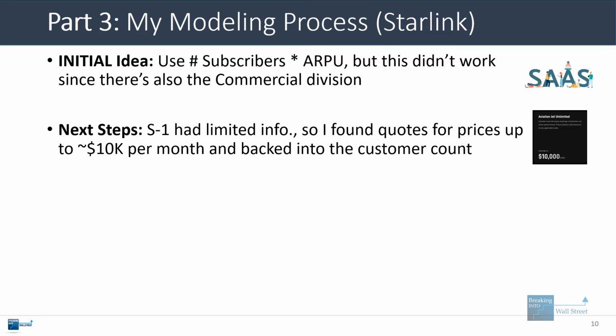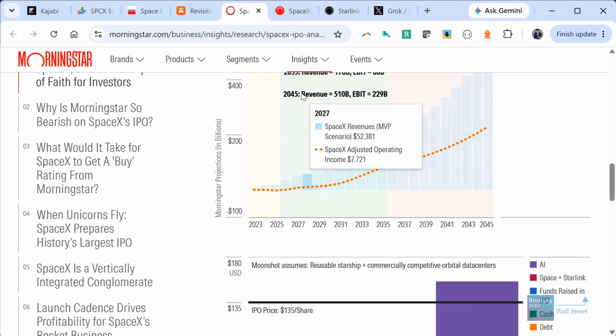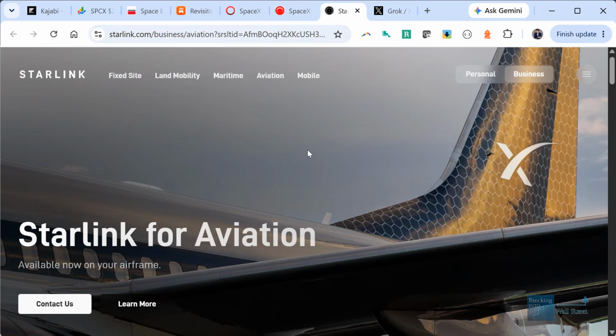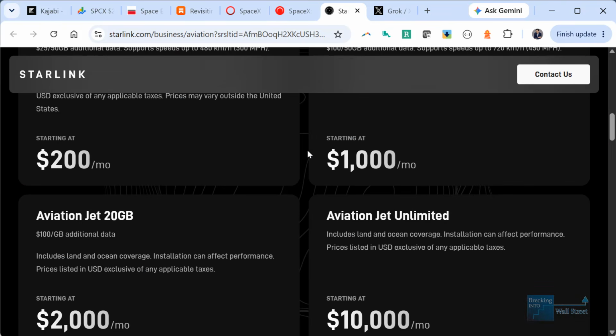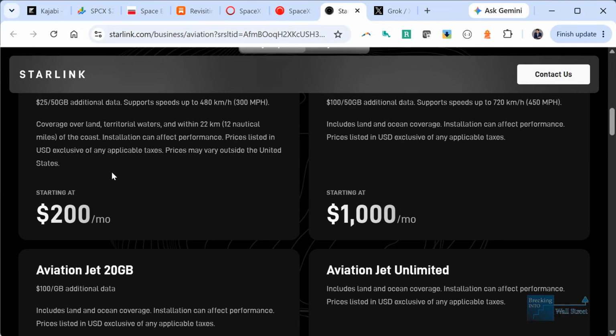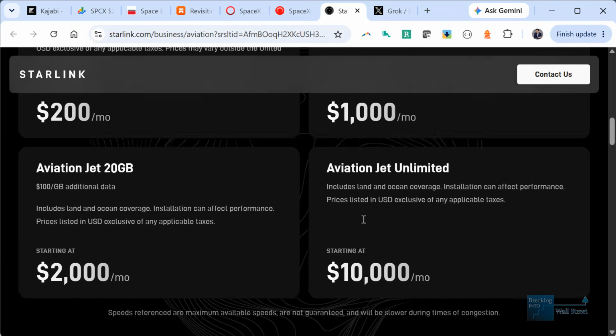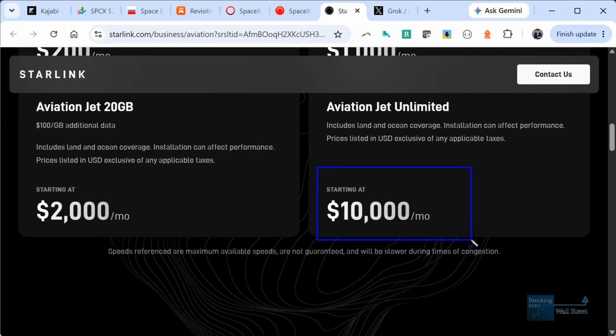Now, the S1 had very limited information on this, but you can find some quotes online pretty easily for what Starlink charges boats and planes and airlines to use its services. So I'm going to pull up one example of what I found. This is actually on the Starlink site. They have these quotes here ranging from $200 up to $10,000 a month. And what I found is that the numbers for the fleet count and the customer count in that segment really only make sense if you assume something toward the top end of this range for the average. So that's sort of what I did here.